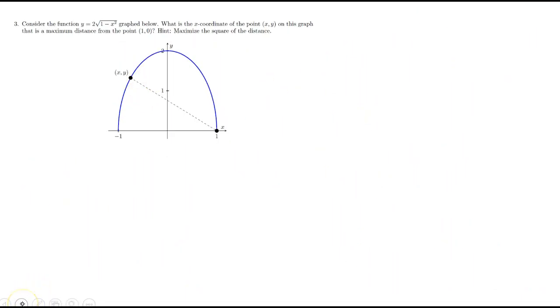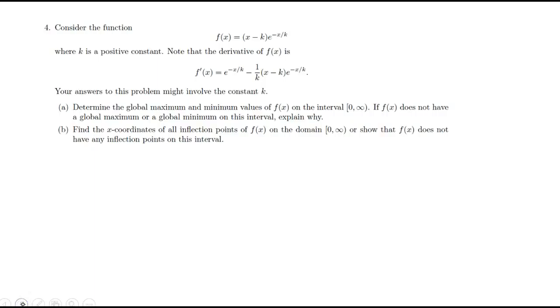Right, that'll be the (x, y) point. All right, there's another one in case we needed it. Consider this function, and they give us the derivative of it, don't they? Determine the global max and min on this interval, and also tell them if it doesn't have a global max and min. So what they want us to do, right, is find the critical points.